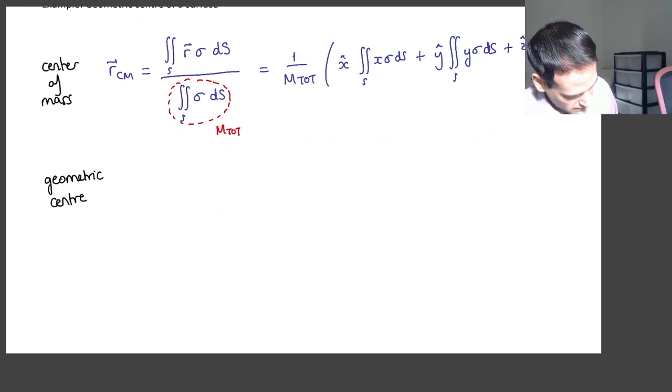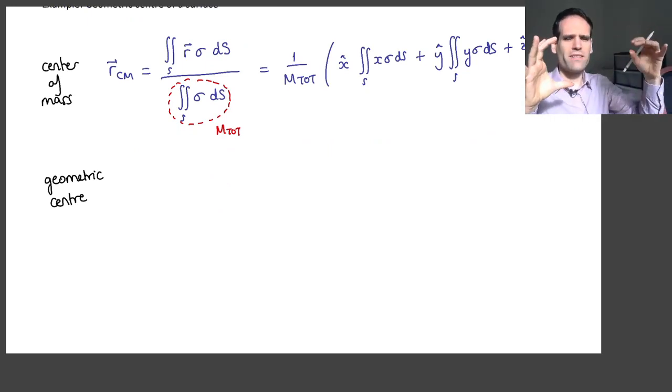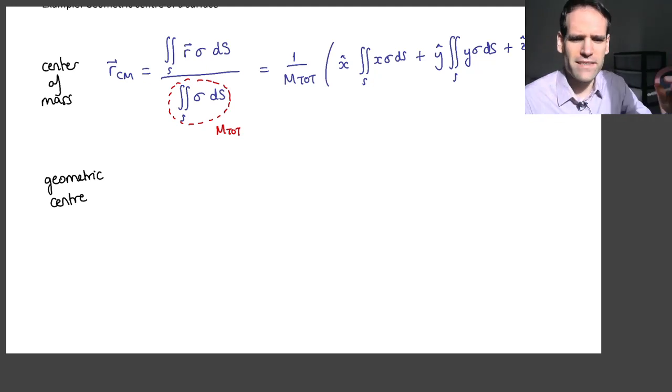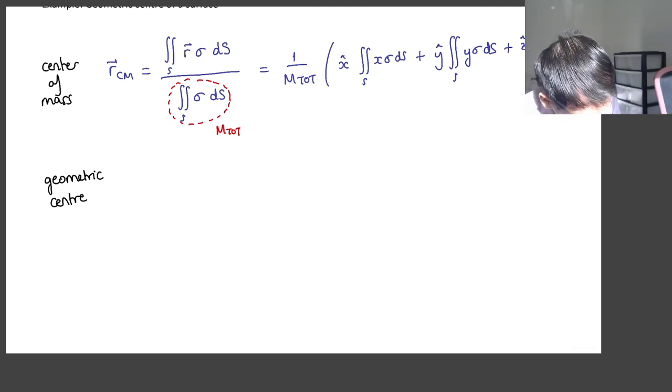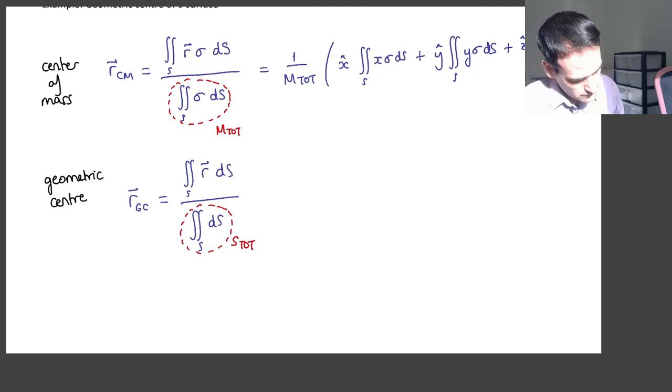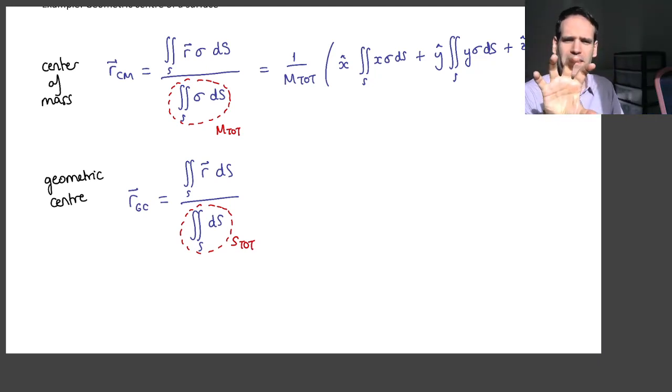Geometric center means that if this is a certain shape, what's the center in terms of the geometry, regardless of how the mass is distributed, okay? And the geometric center is just similar to the center of mass, but without the mass density. So that the bottom now is the total surface. Okay, but the top can still be divided into x hat plus y hat plus z hat.